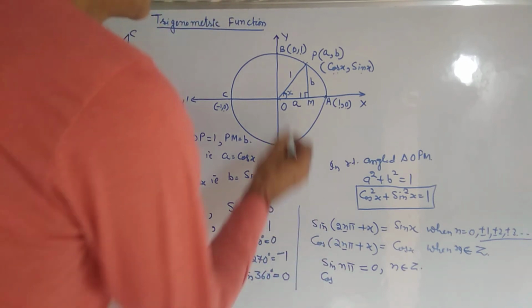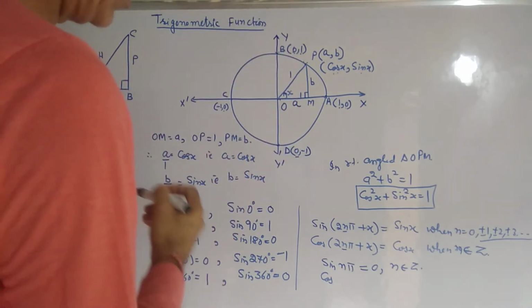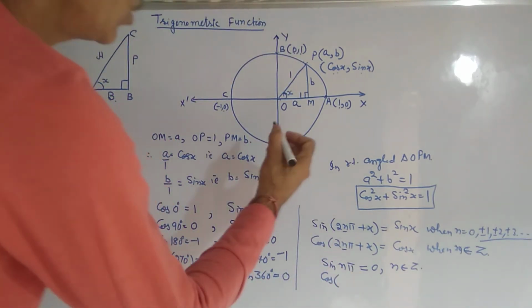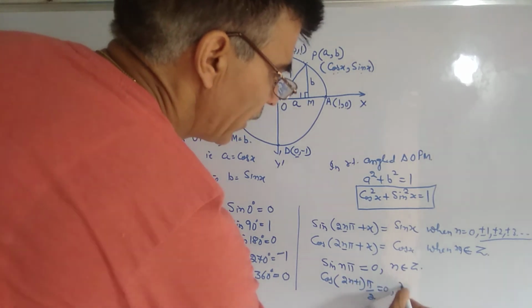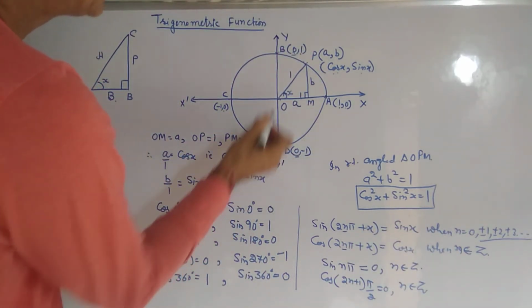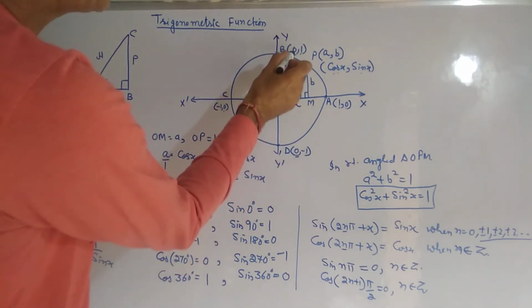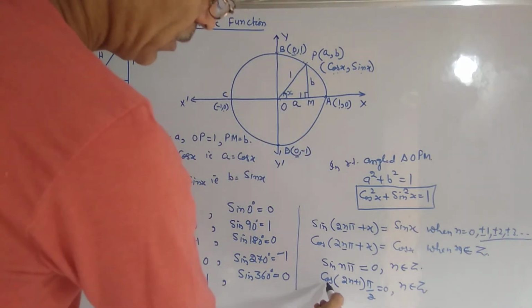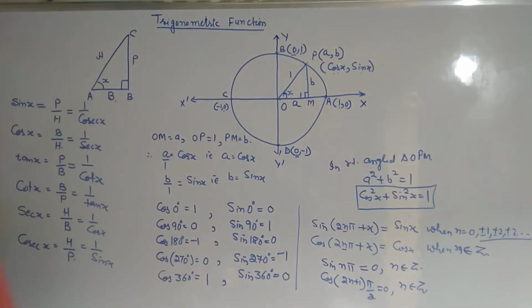And cos is 0 at this point, which means odd multiples of π/2. An odd number is written like this: (2n + 1) times π/2, where n belongs to the set of integers. So at 90 degrees and its odd multiples, the value of cos is 0. We can write cos((2n + 1)π/2) is 0 when n is an integer. It should always be remembered.